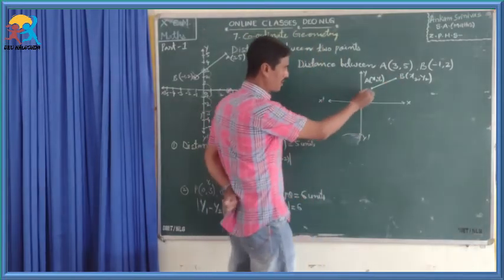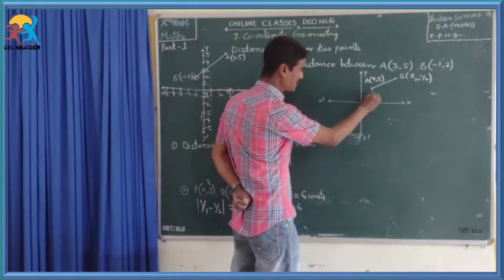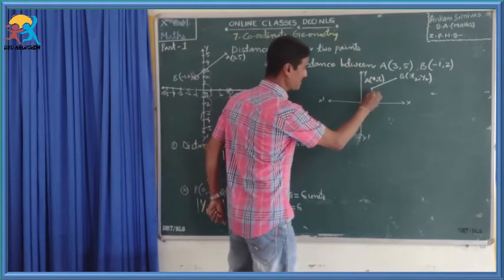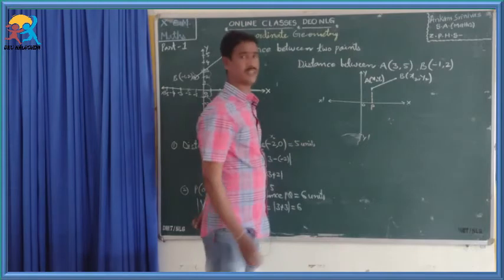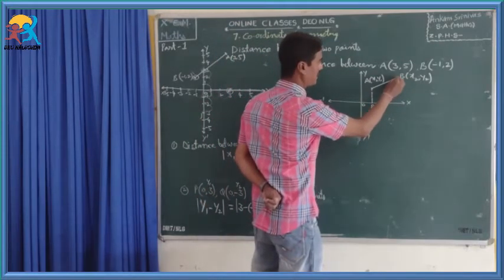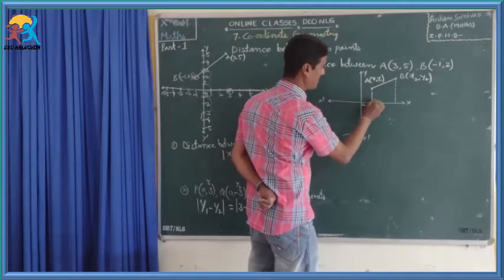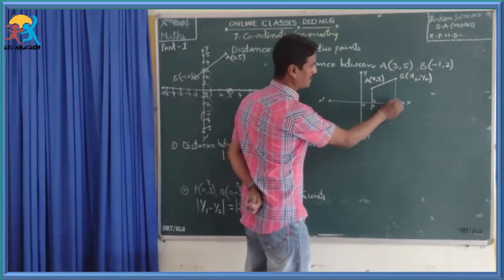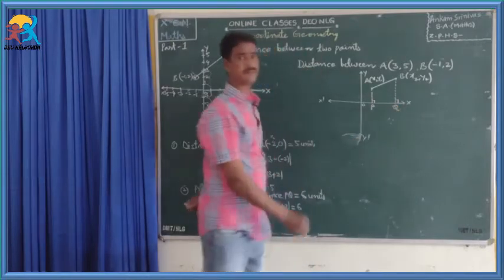Now let us draw a perpendicular from A on the x-axis. This is a perpendicular line. Let us suppose this foot is P, and draw one more perpendicular on the x-axis through B. This is another perpendicular line. And let us suppose where it meets the x-axis, call it Q.